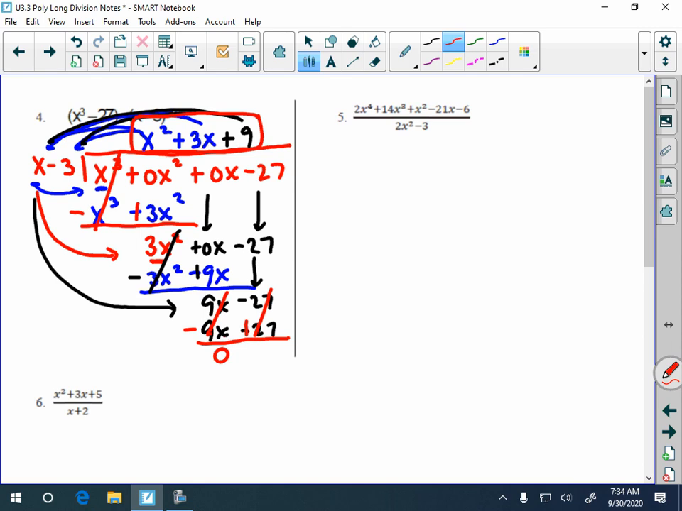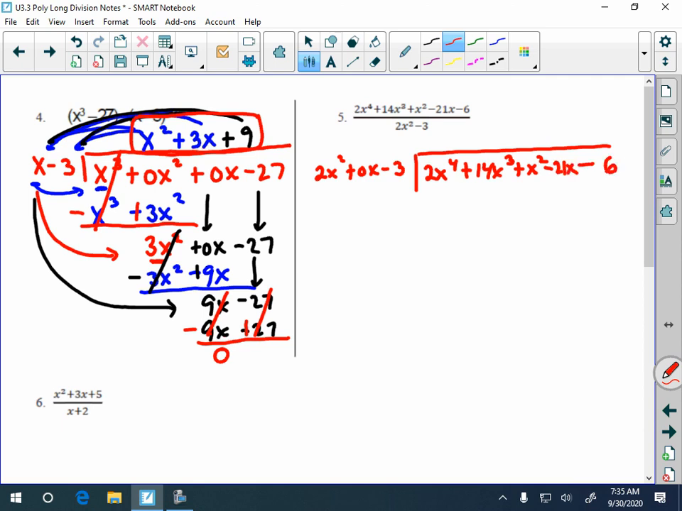All right, so number 5. So here we're going to take 2x squared minus 3. And you know what? I can see that we're missing exponents on the bottom, so I'm going to put in a placeholder. So 2x squared plus 0x minus 3. That's all being divided into 2x to the 4th plus 14x to the 3rd plus x squared minus 21x minus 6.